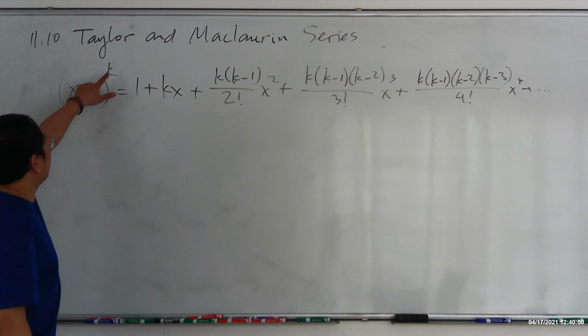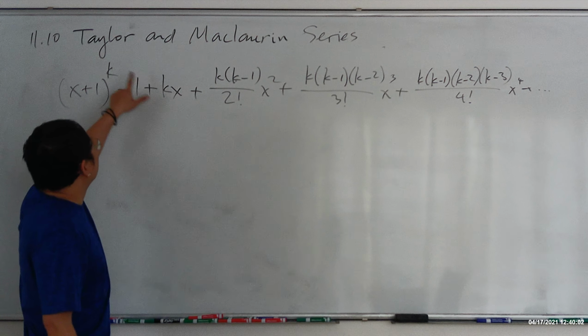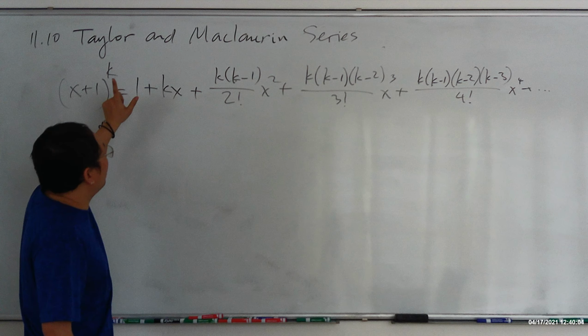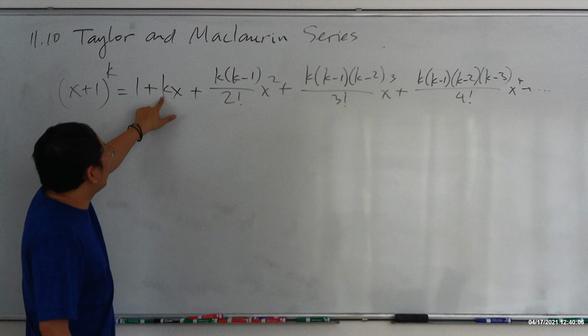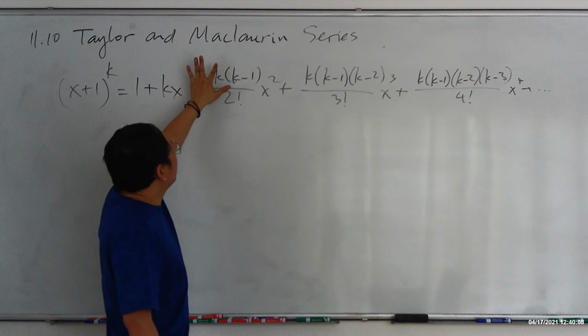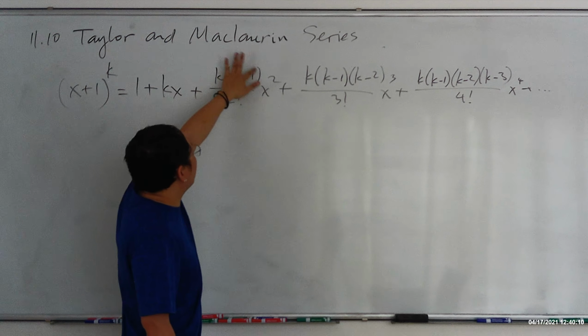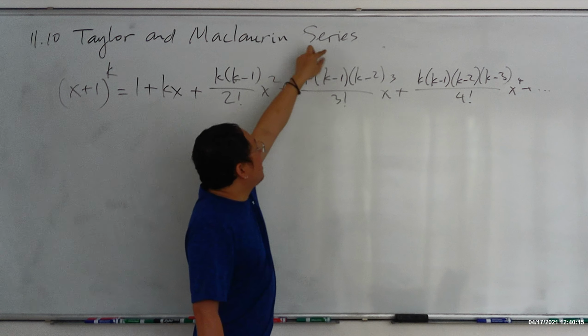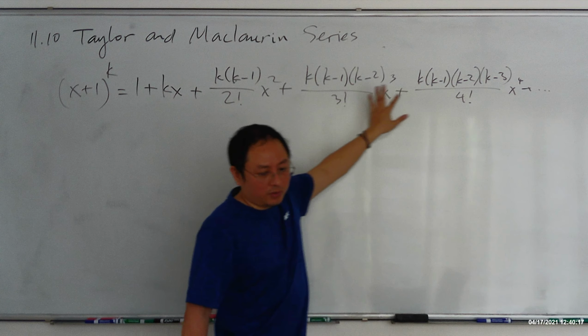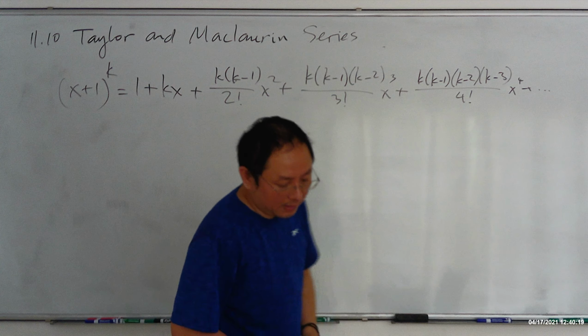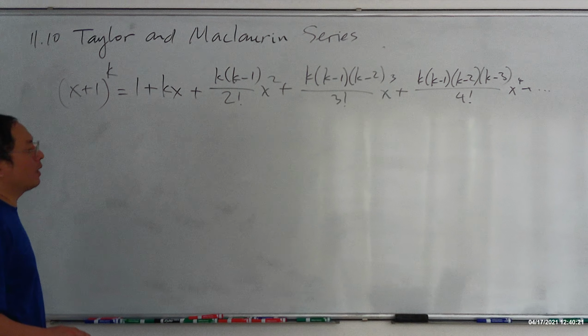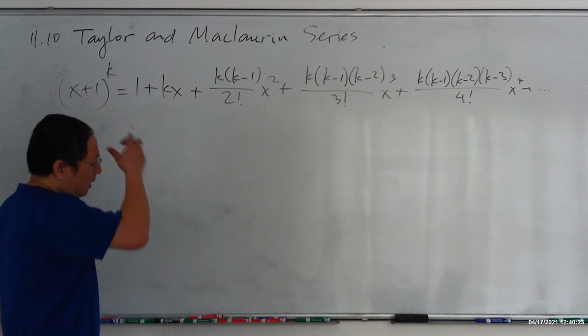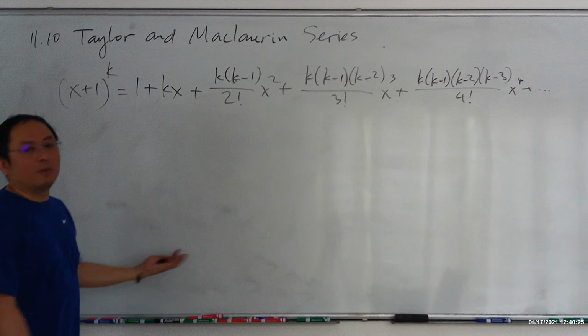The rule is this: whenever you have exponent k, always start with 1, and then k times x. Then you have two factors, k and then down by 1, so k times k minus 1 over 2 factorial x squared, and then three factors, k, k minus 1, k minus 2 over 3 factorial. Keep going. And that will help us find the power series for more types of functions.